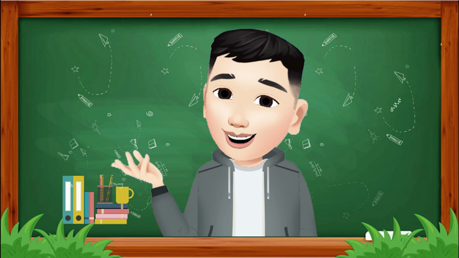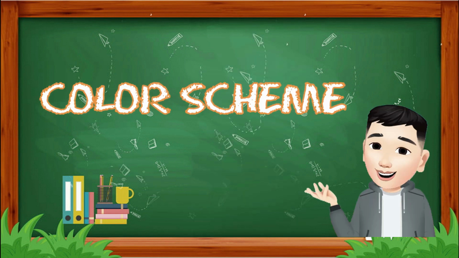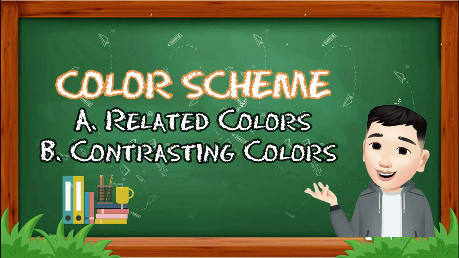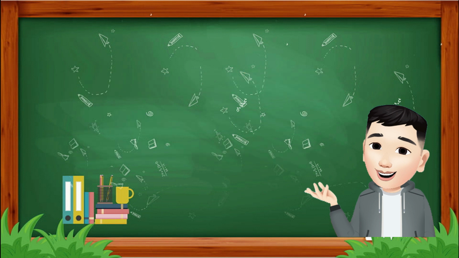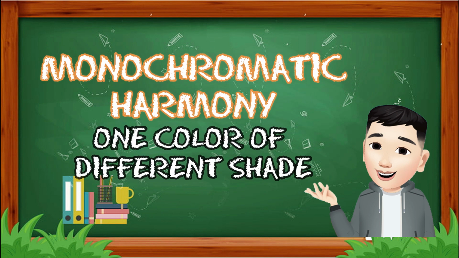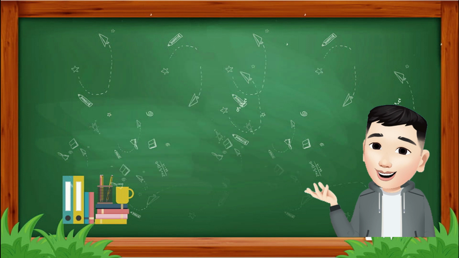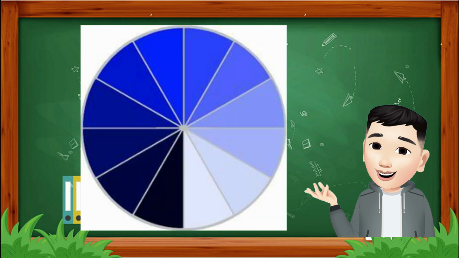Reading the name of the tertiary colors, you must say first the primary color before the secondary color. A color scheme can be related colors or contrasting colors. Number 1 is monochromatic harmony: one color of different shades. It means that you have only one color but in different shades. For example, blue, light blue, sky blue, navy blue, or dark blue.